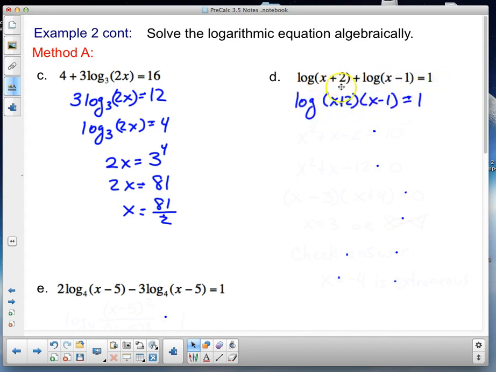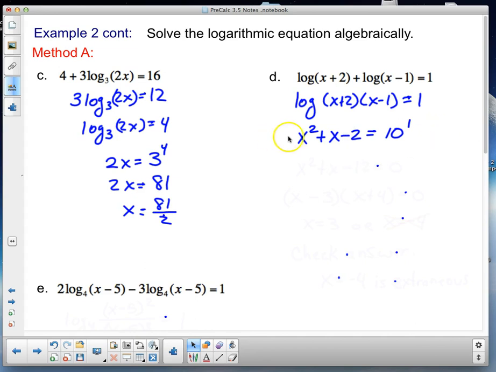I'm going to distribute or do FOIL on x plus 2 and x minus 1. So I have x squared plus 2x minus x minus 2, and I get x squared plus x minus 2. Now remember, I did two steps there. I multiplied them together, raised it, had these be powers, or I look at it as the exponent version. So 10 raised to the first power is equal to this.